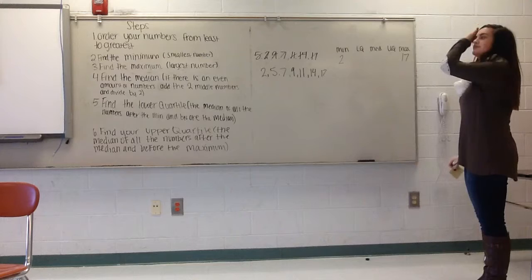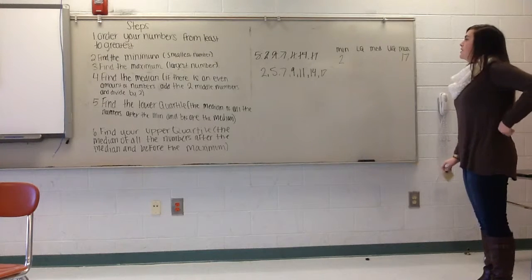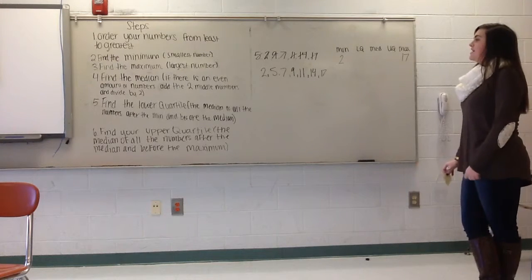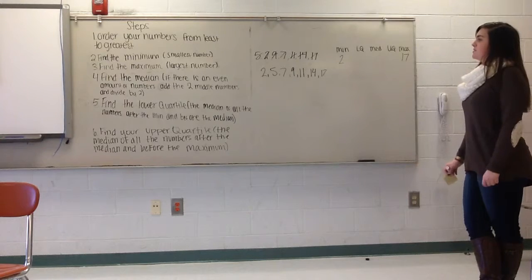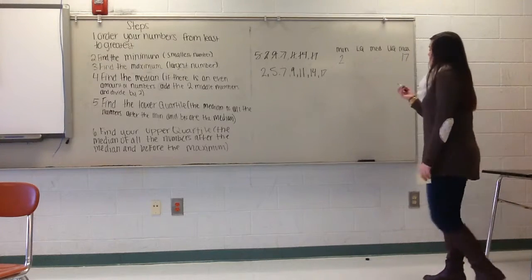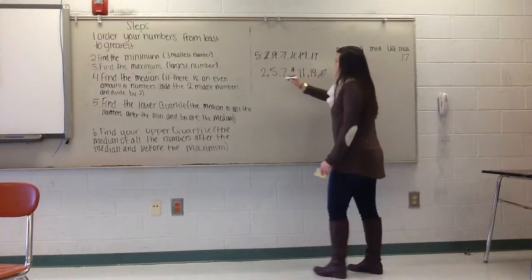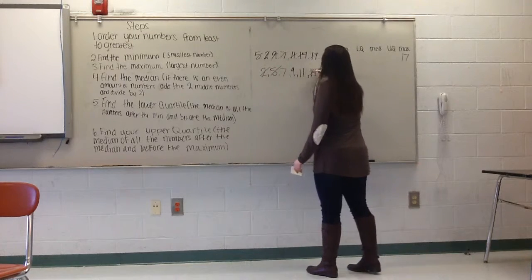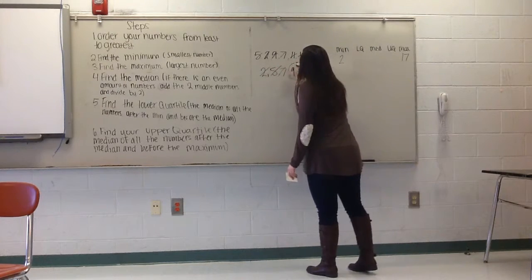Your fourth step is find the median, which is the middle number of all your numbers. If there's an even amount of numbers, add the 2 middle numbers and divide by 2. So you're going to start on each side and take away by 1. And your median is 9.